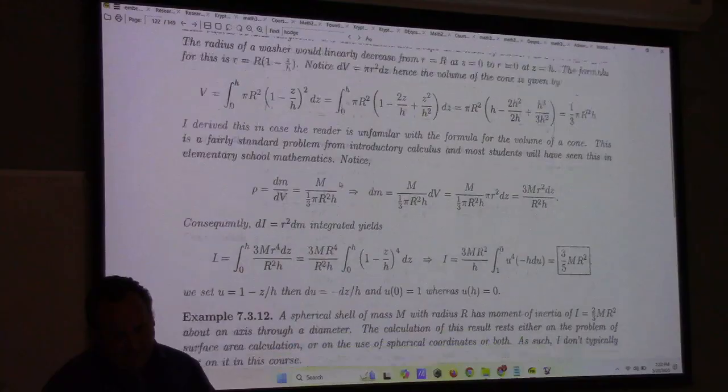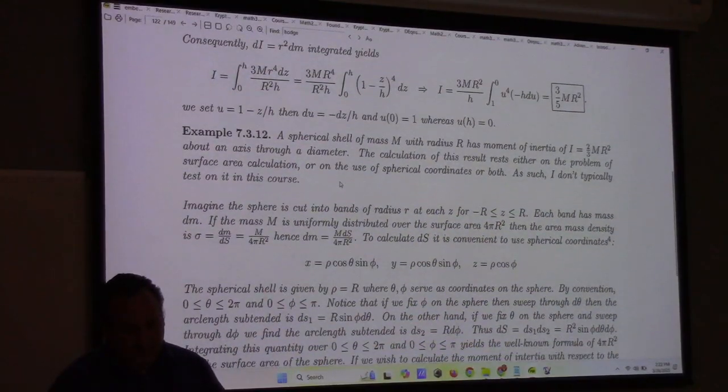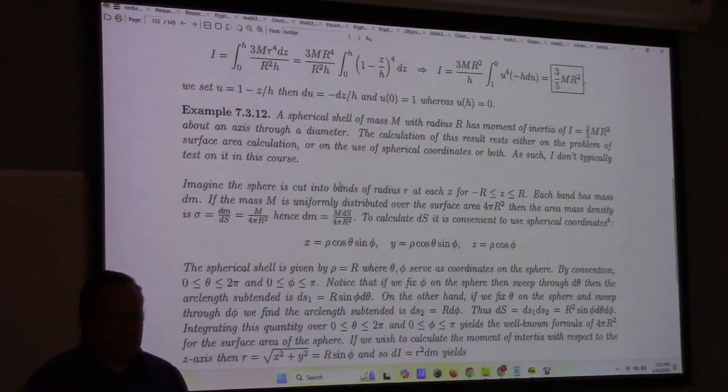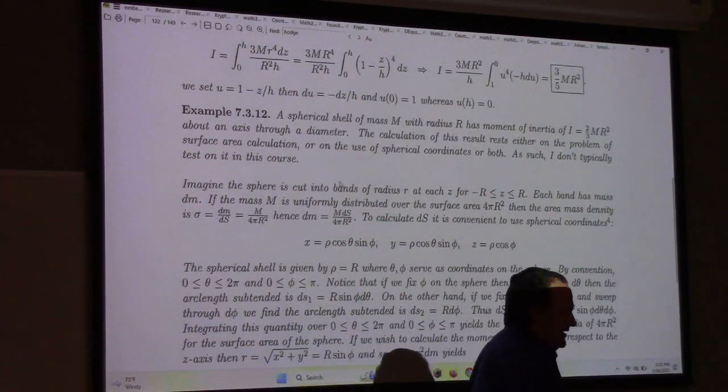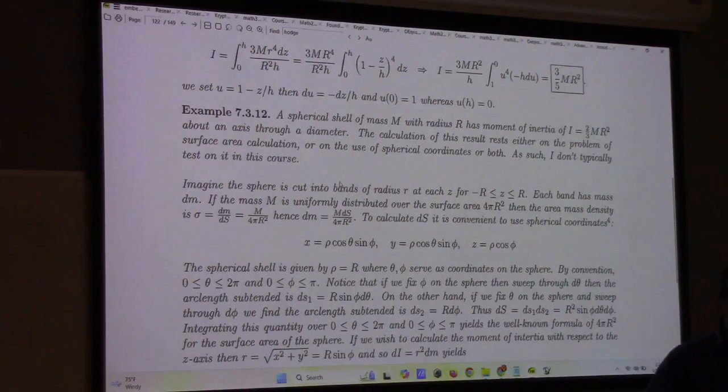And let's see here, what else? Spherical shell. The moment of inertia for a spherical shell genuinely involves methods of calculus 3. I don't think I would ever test Physics 231 on the derivation of the spherical shell one. The solid sphere I might test on occasion, but the spherical shell is genuinely calculus 3.